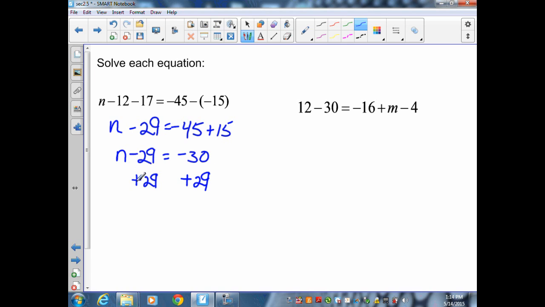n minus 29 plus 29. 29s will drop out, giving me 0. n plus or minus 0 is just n. Equals a negative 30 plus 29, different sign, subtract, use the sign of the larger, negative 1.